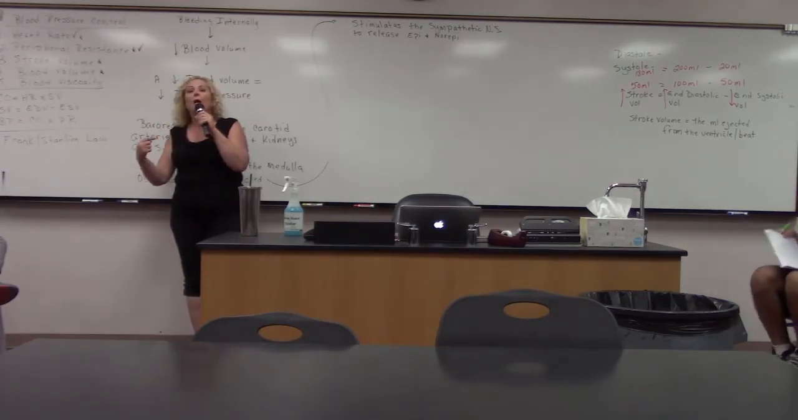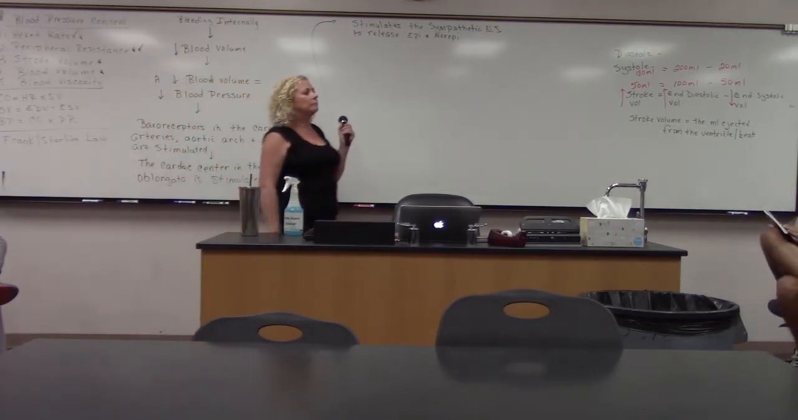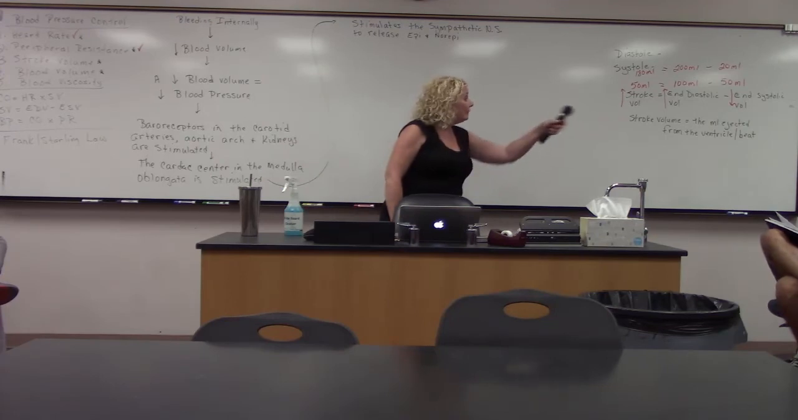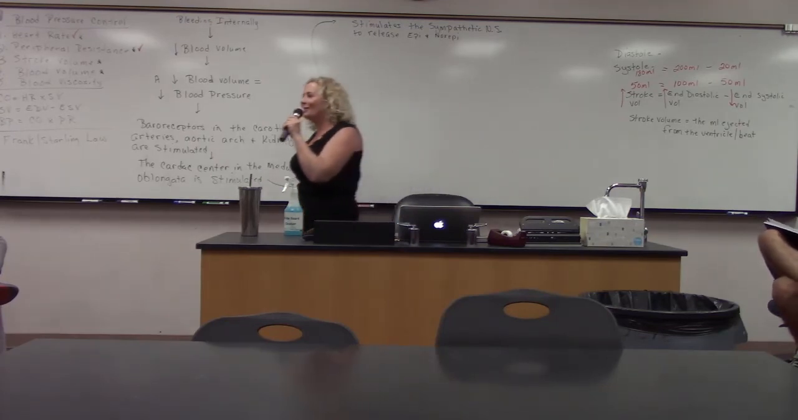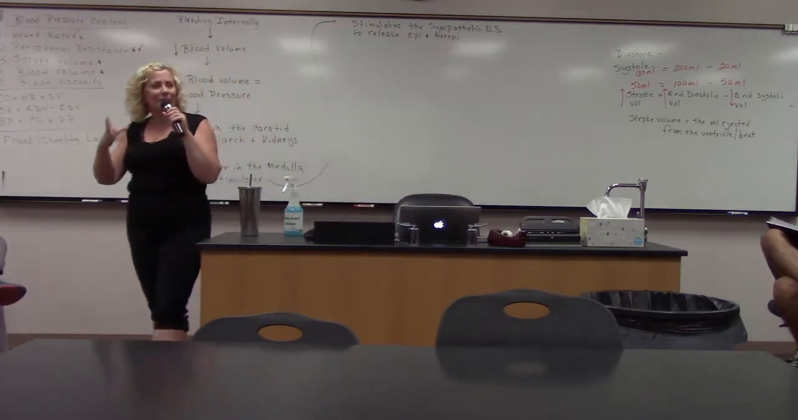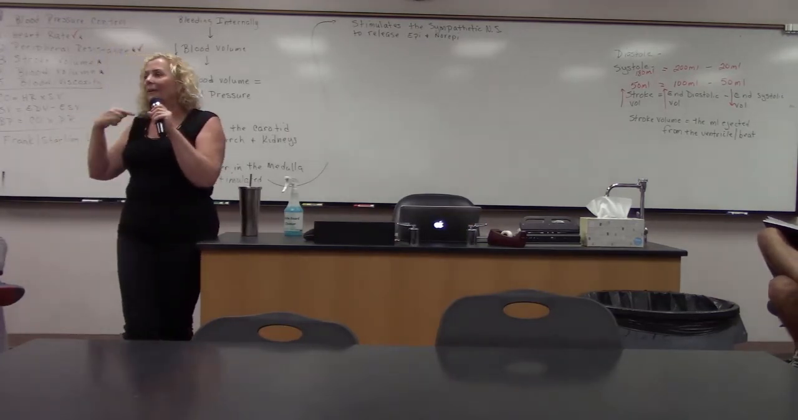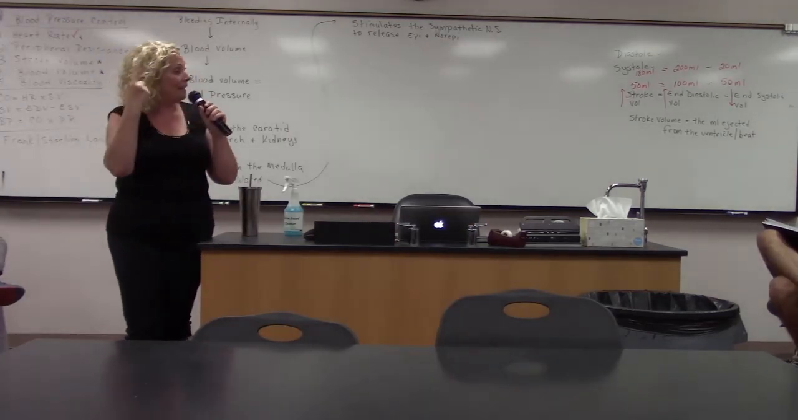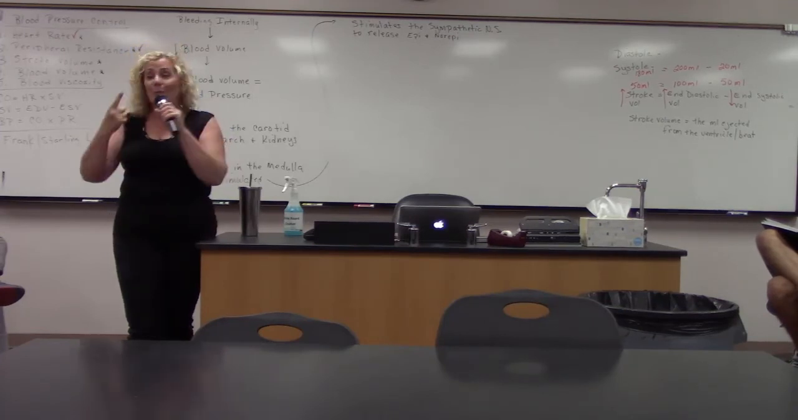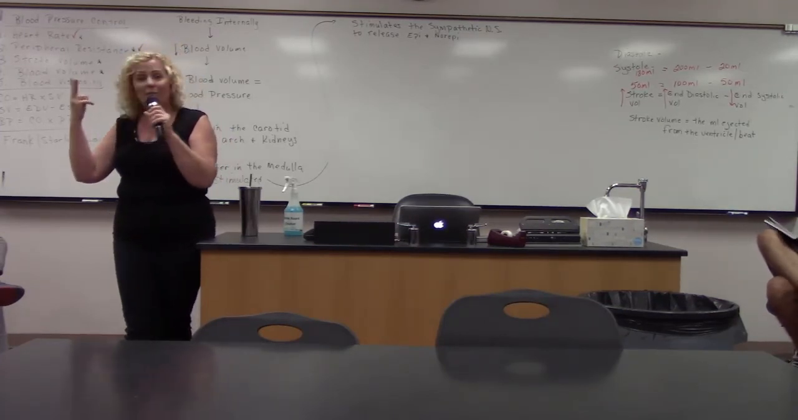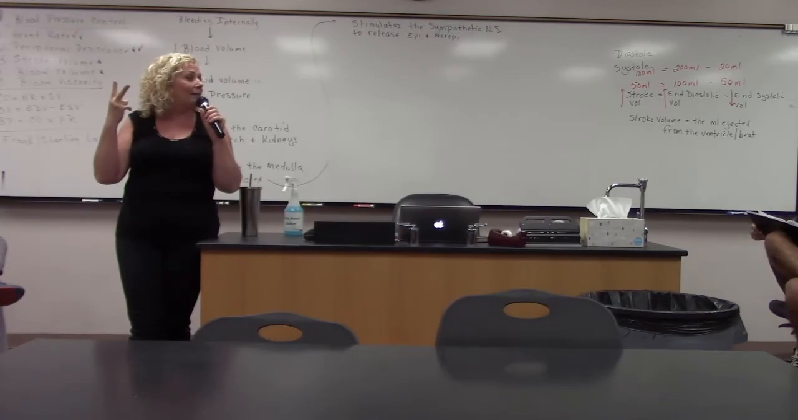How do we get blood into our ventricle? Exactly, venous return. So we've got to get muscles contracting to get venous return. Now, we want to increase end diastolic volume. So we're going to need to increase venous return. Any suggestions?